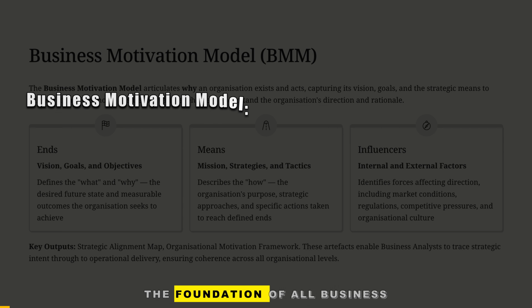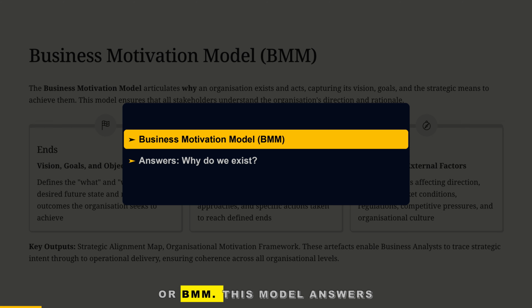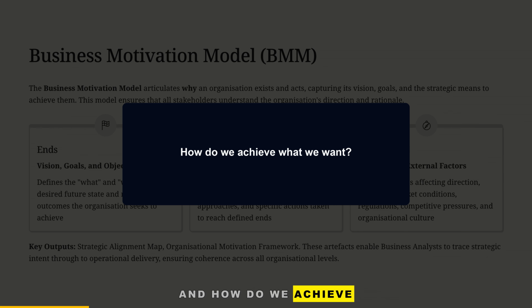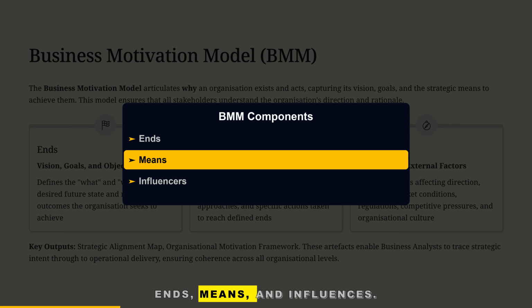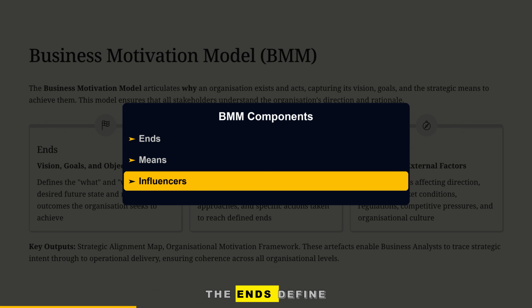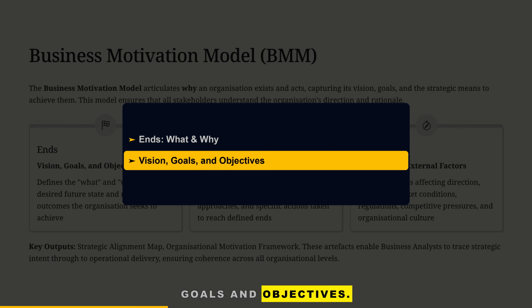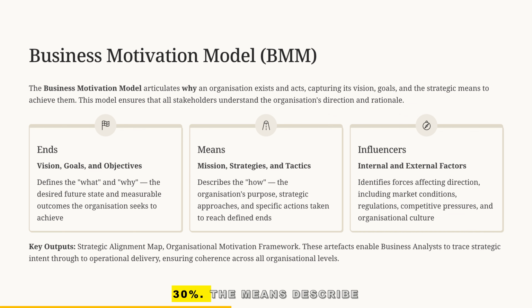Now, let's explore the foundation of all business architecture, the business motivation model, or BMM. This model answers one of the most important strategic questions: why do we exist, and how do we achieve what we want? It helps organizations articulate their ends, means, and influences. The ends define the what and why, the organization's vision, goals, and objectives. For example, a hospital's vision might be to deliver world-class patient care. Its goal might be to reduce patient wait times by 30%.